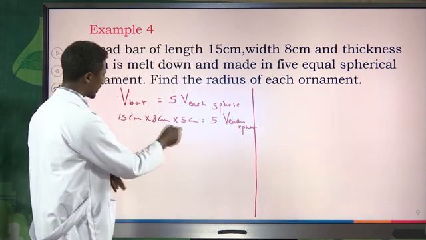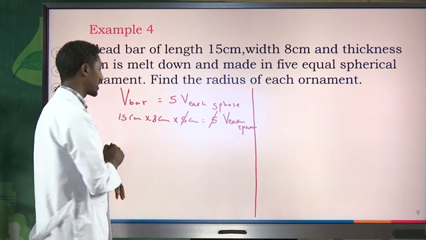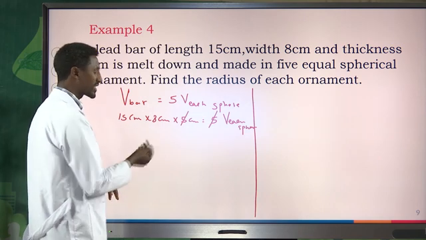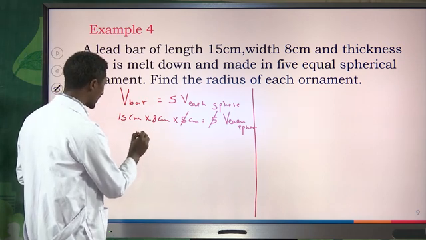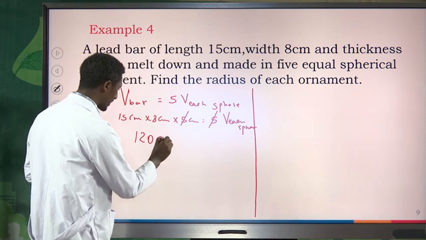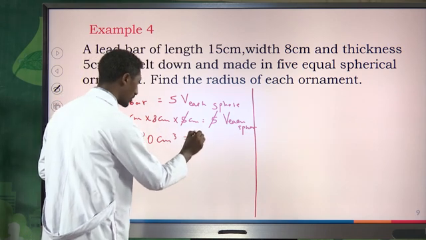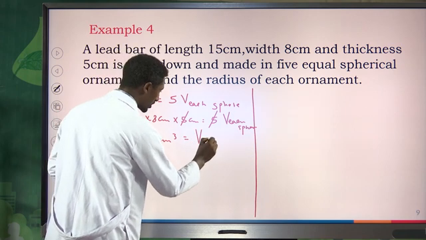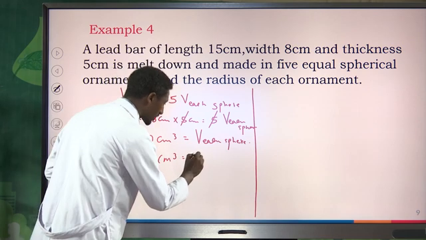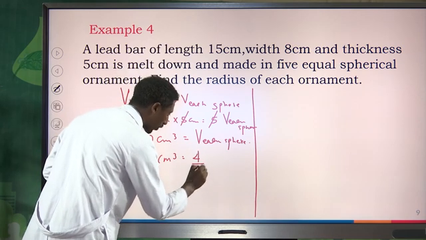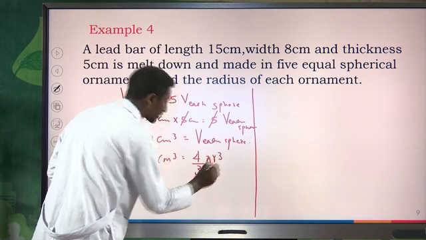Now, before multiplying, we can divide both sides by 5. Now what's 15 times 8, which is 120 centimeter cube, equal to the volume of each sphere. So what's our objective? To determine the radius of each spherical ornament. And what is the volume of a spherical ornament? The volume of this spherical ornament is given by 4/3 pi r cube.